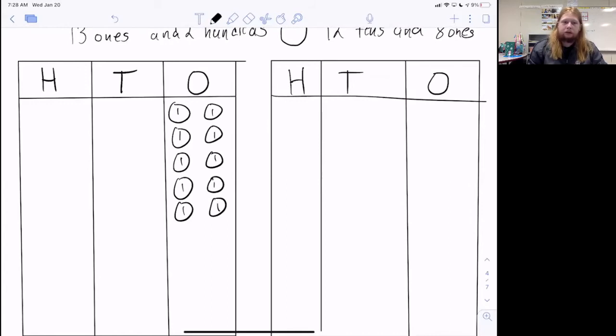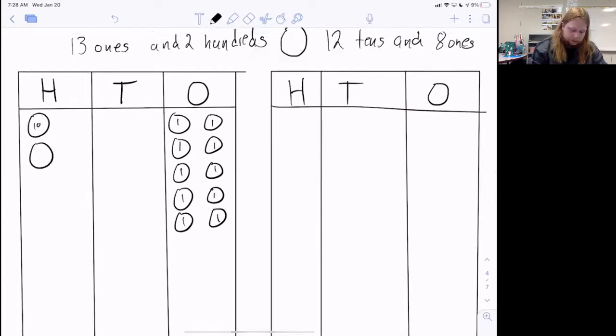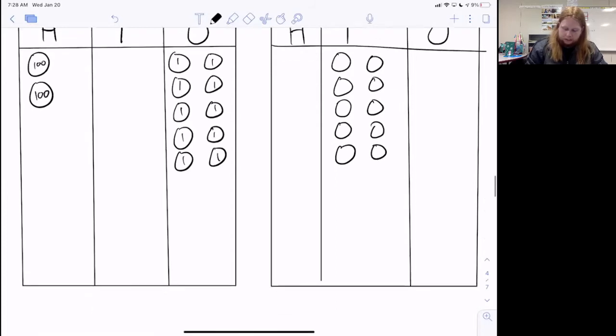And now we need 2 hundreds. Well, that's not too bad. 1, 2. Now let's compare with 12 tens and 8 ones. Okay. 1, 2, 3, 4, 5, 6, 7, 8, 9, 10, 11, 12.